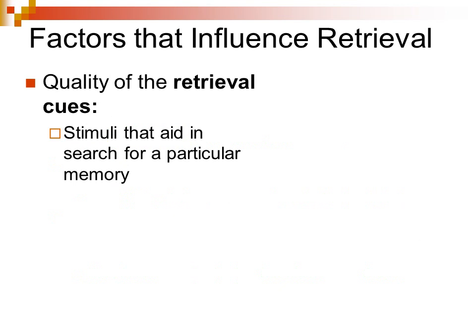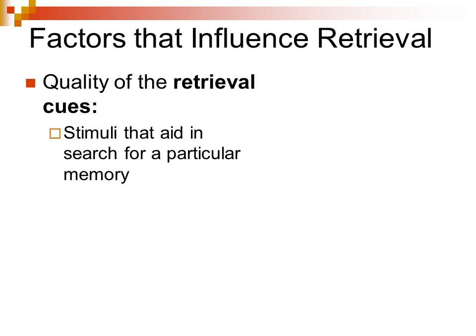Now, the type of test is closely related to another factor that influences retrieval, the quality of the retrieval cue. Retrieval cues are stimuli that aid in search for a particular memory. Let's apply this to our three different test types. Free recall tests provide no retrieval cues at all. You have to generate the information, so you have to generate the answer all on your own. Cued recall tests provide some retrieval cues, such as the category name of the items on the study list, but you still have to generate the actual items on your own.